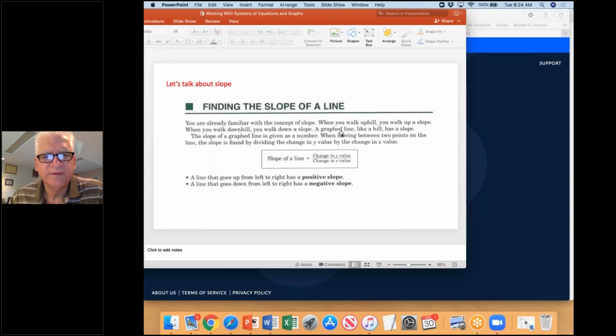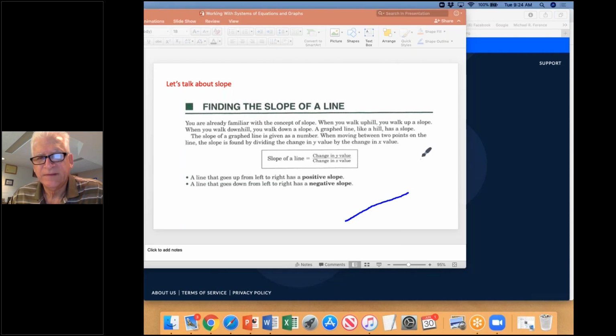If you're already familiar with the concept of slope, as I mentioned, it's the change in the y value divided by the change in the x value. When you walk uphill, it's a positive slope. When you walk downhill, it's a negative slope. So a graph line has either a positive or a negative value. Any line that goes uphill is a positive slope. Any line that goes downhill is a negative slope.